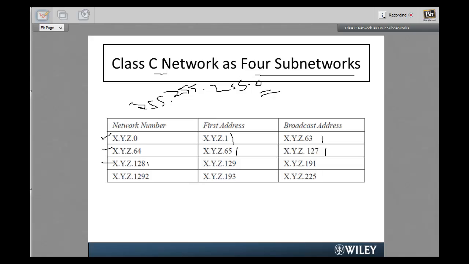we start from 0 here, let it be the first network. Then we give the addresses from 1 to 63. Then give the addresses from 65 to 127, and so on until you reach the end.